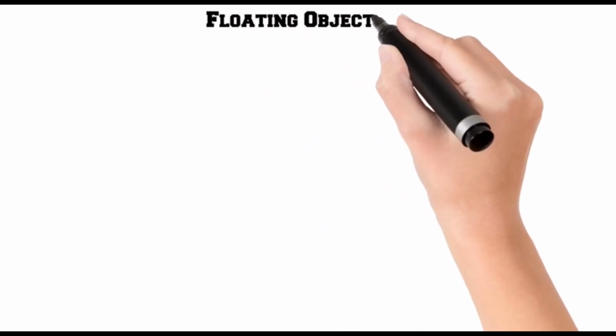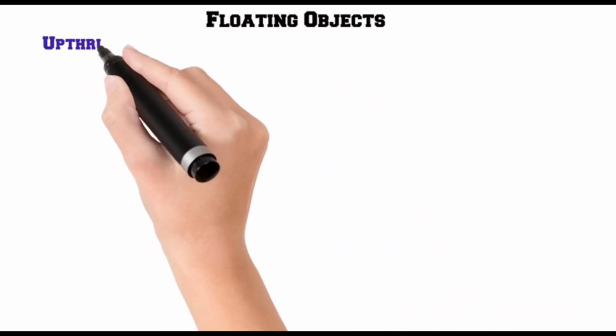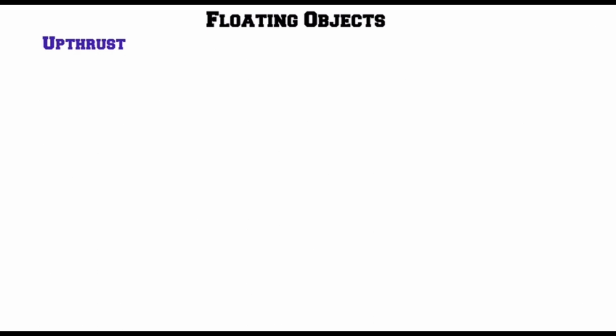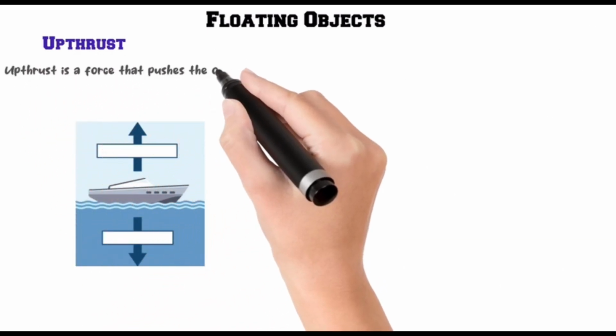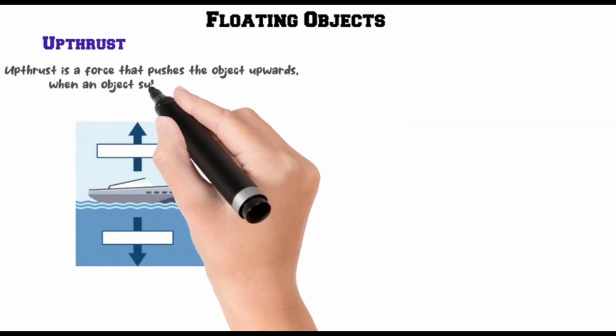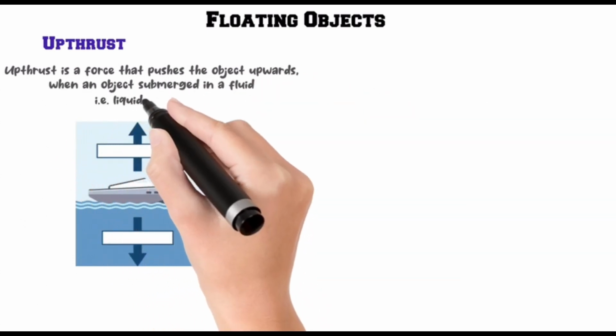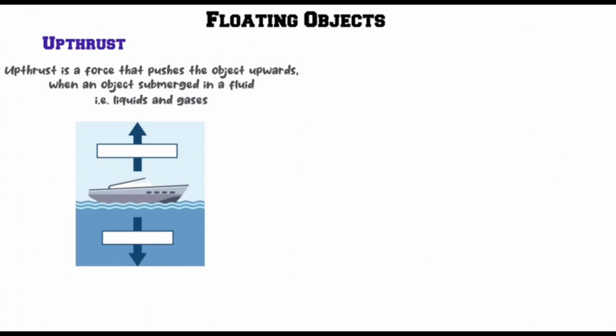Floating objects. Let's discuss upthrust. Refer to this image. Upthrust is a force that pushes an object upwards when the object is submerged in a fluid such as liquids and gases. This is upthrust acting on the boat.